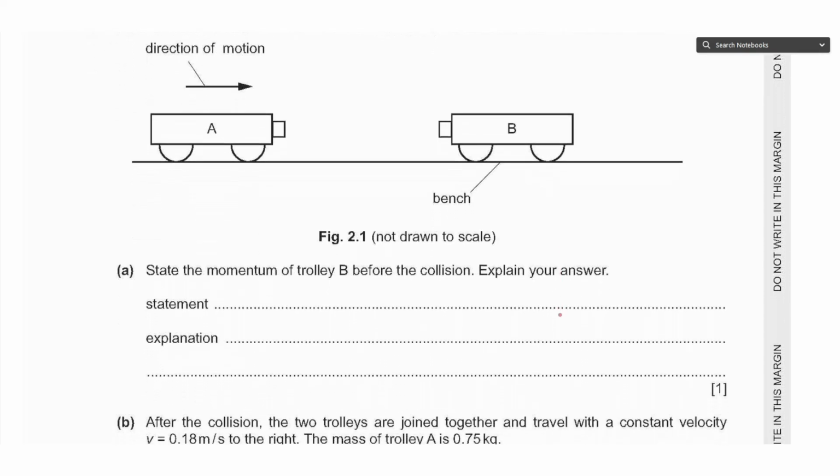State the momentum before the collision for trolley B and explain your answer. So for anything that is at rest, the momentum is 0. And the explanation is momentum equals mass times velocity. And here the velocity is equal to 0. So the momentum is equal to 0.